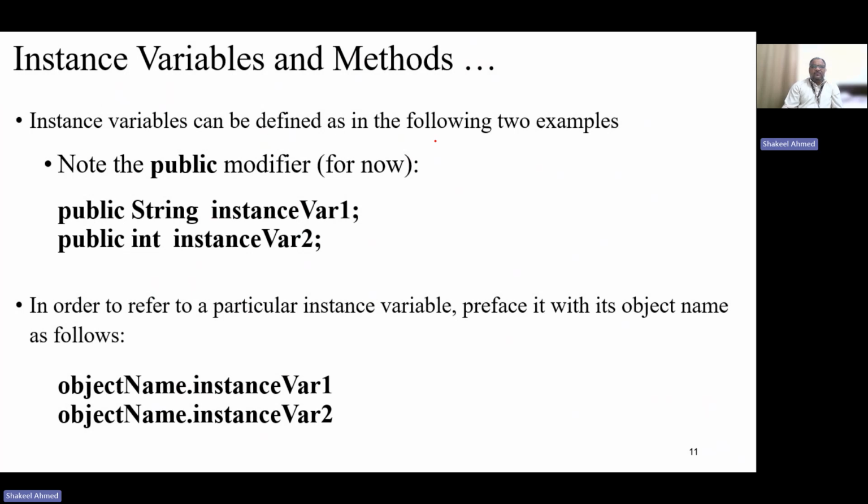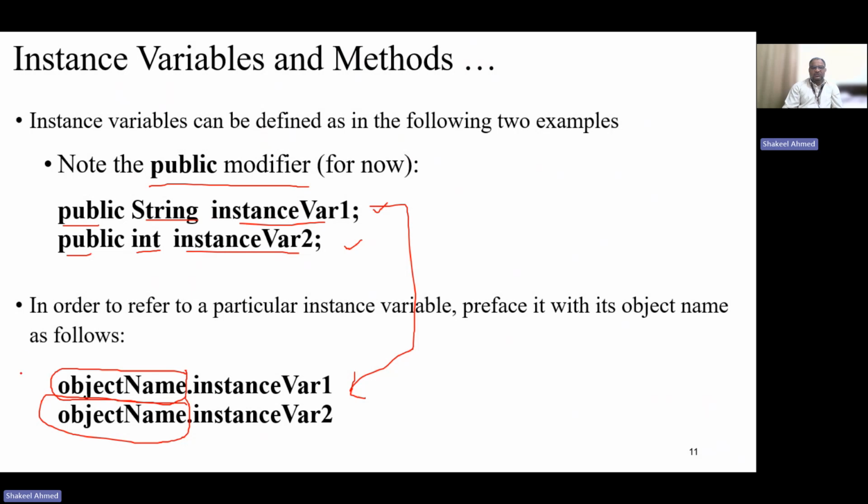Instance variables can be defined as in the following two examples. You see here that we have the public modifier: a public string instance variable and a public integer instance variable. These are the instance variables that you can define in a class. In order to reference a particular instance variable, preface it with the object name. Earlier we created objects, and if you want to use this particular variable, yes, you can use it, but you have to use the object name. Here we were talking about students S1 and S2, which are the objects that you created.